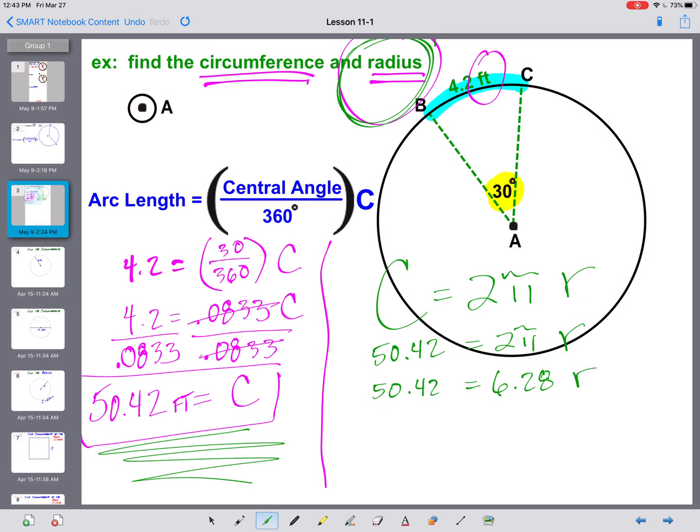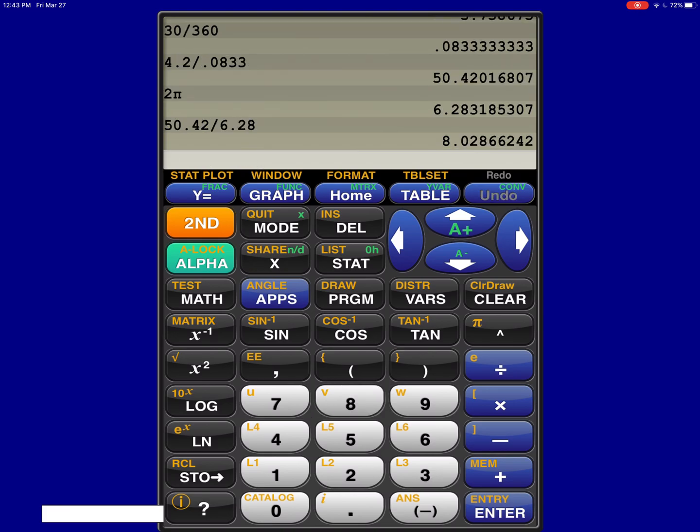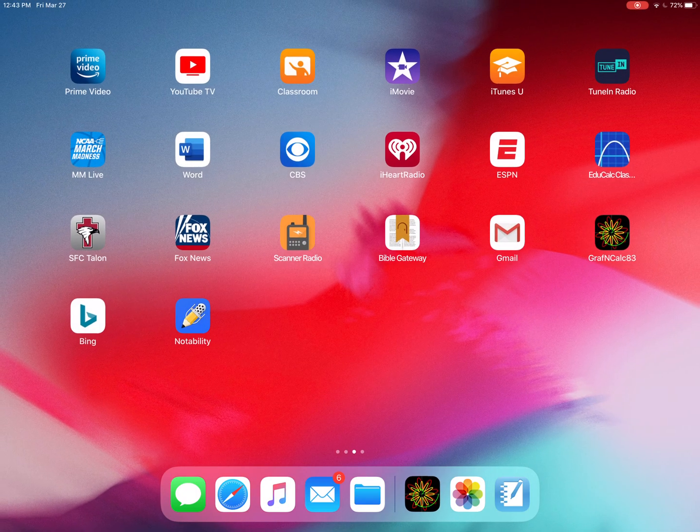It's algebra. Yeah, I just divide by 6.28 here. Divide by 6.28 here. Gone, here it is. Here's our radius. 50.42 divided by 6.28. Okay, 50.42 divided by 6.28. The numbers are right up there. Looking good. Our radius, let's go 8.03.